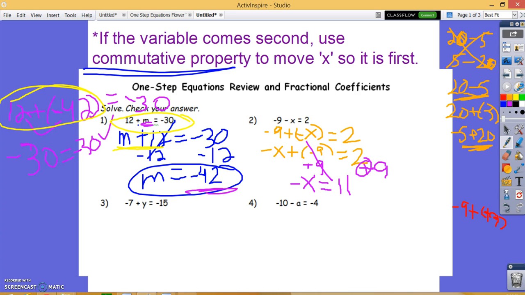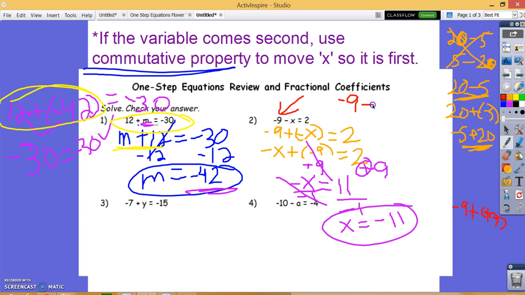Okay, now I'm not done because negative x is not just x alone. So I have to divide both sides by negative 1 to get x completely alone, and I get x equals negative 11. Now I do want to check that, and like I said before, I want to check it in the original equation. So negative 9 minus, and then instead of x, I'm going to say negative 11, and it should equal 2. So let's check that out. Negative 9 plus 11, because leave change opposite, equals 2, and it's true, 2 equals 2. So I was able to check my work.